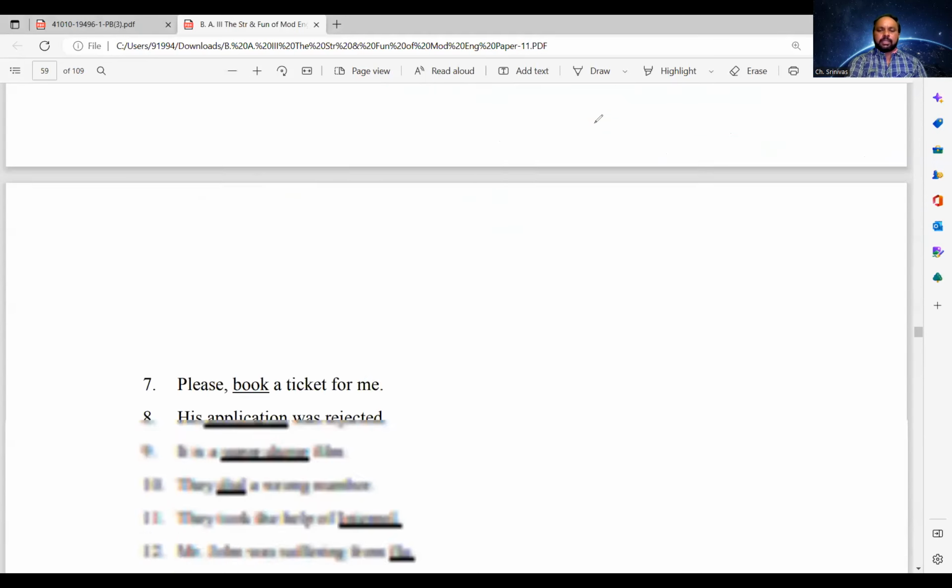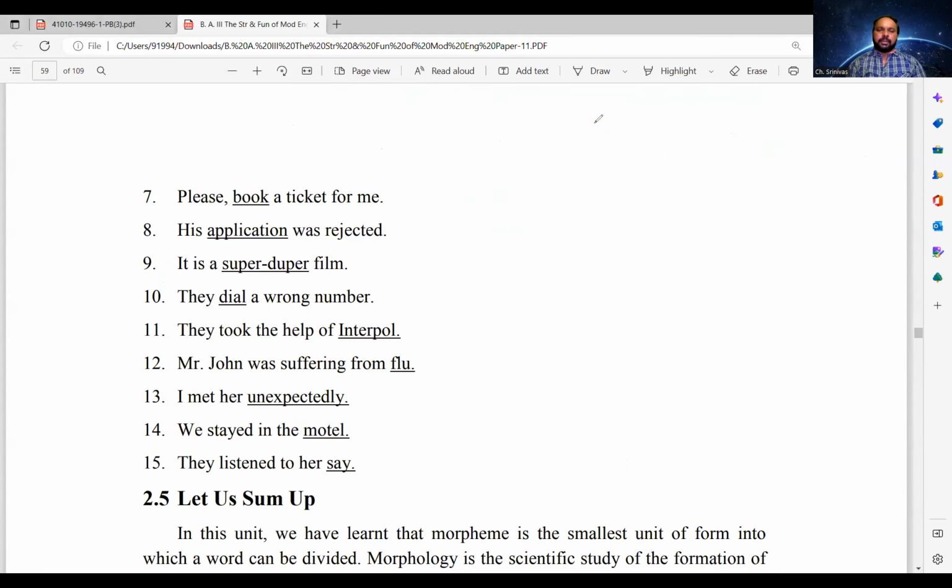And look at the next one. Next question. Please book a ticket for me. Usually you know the meaning of the term book, but here book is used as a verb. Verb ga vaadabadindi. And what do you call this technique? We call it conversion. Conversion. Book ane word verb ga vaadabadindi.